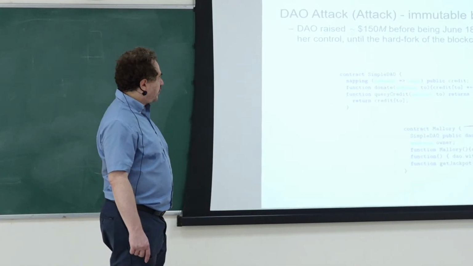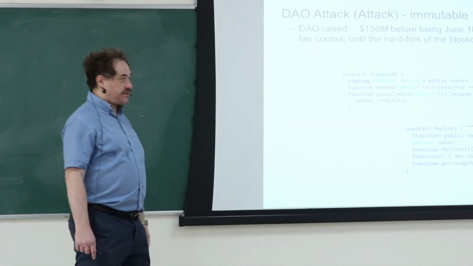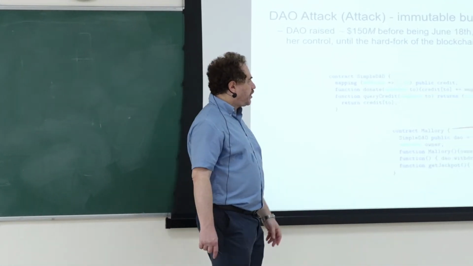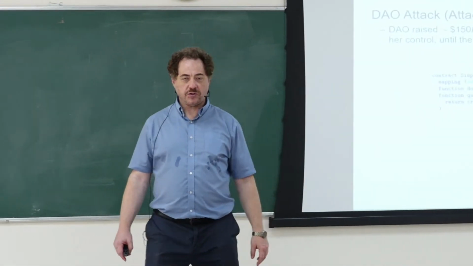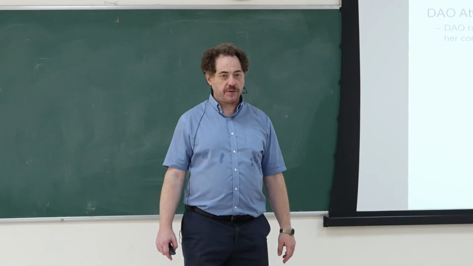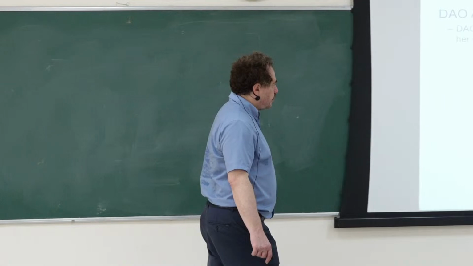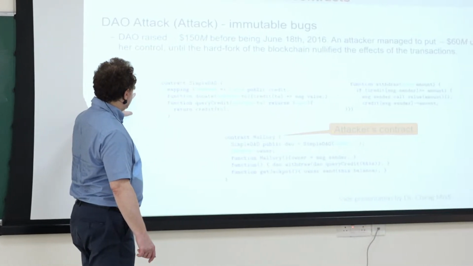So it was a major theft. And then, as usual, there was a discussion about what to do with the theft, and there was a hard fork of the blockchain that nullified the effect of the transactions. And of course, some participants were very unhappy because it's a hard fork. Okay, so how did it work?